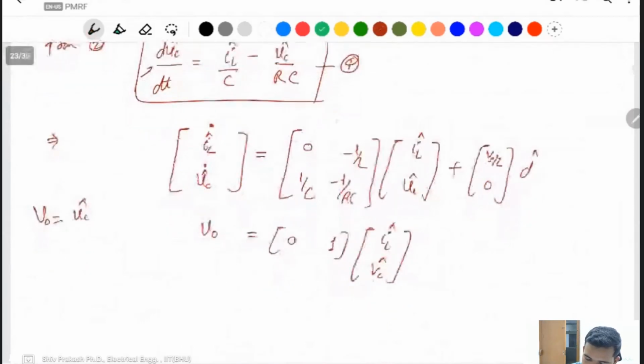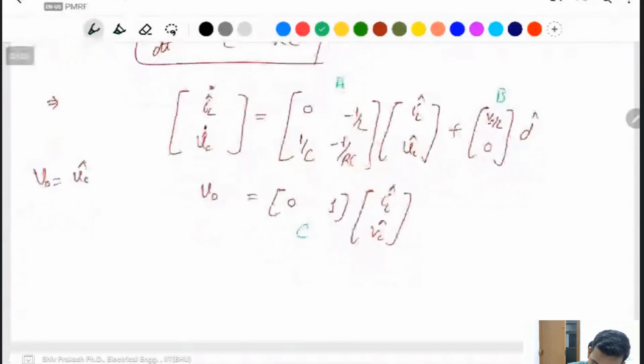This one is the matrix A, this one matrix B, this one matrix C. The A matrix represents the states of the plant. The B matrix represents the input. The C matrix represents the output.